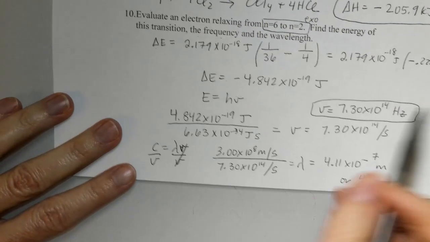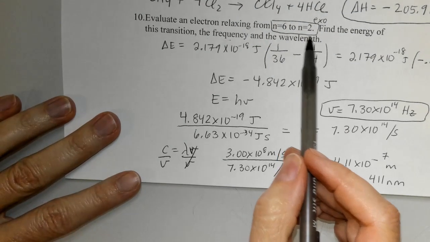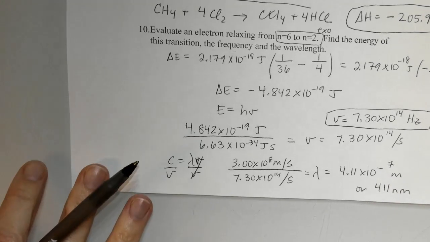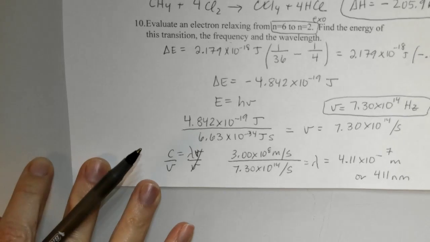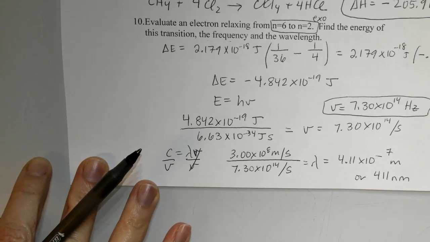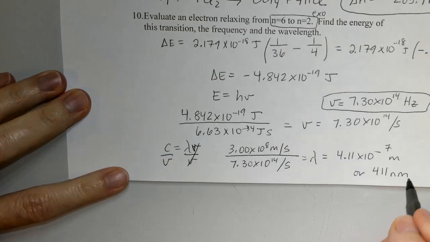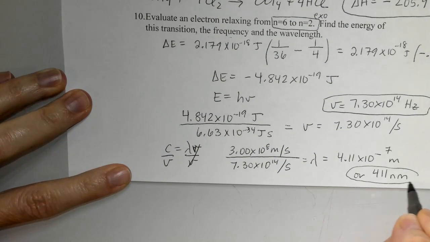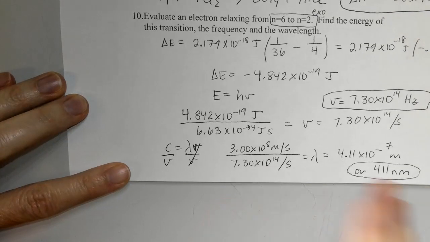And what we had talked about was anytime you end with an n of 2, that's the Balmer series. So when your final energy shell of a transition is the second shell, it always turns out to be in the visible spectrum, which is just kind of fun to know.